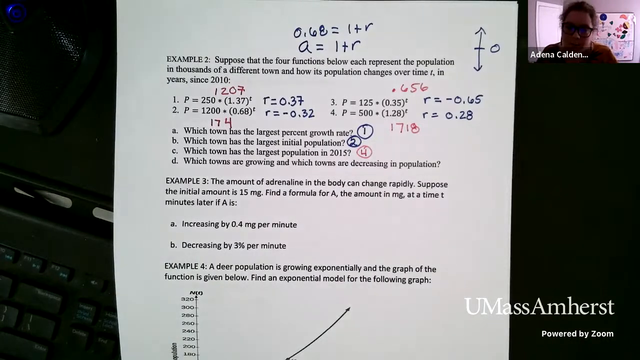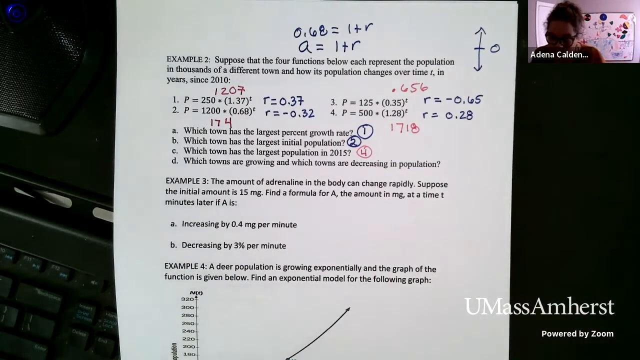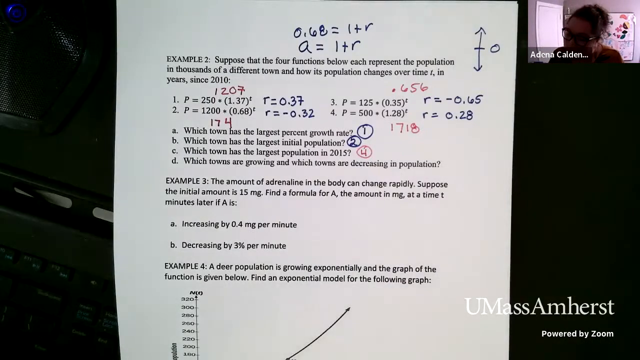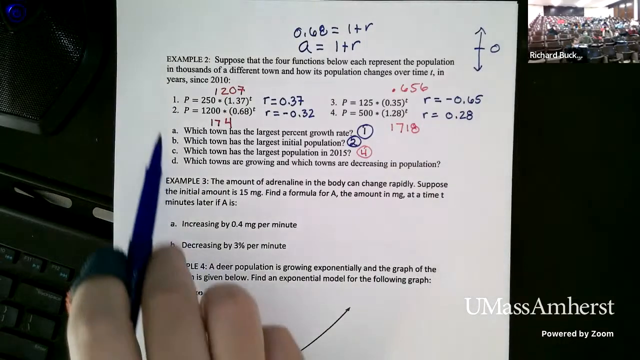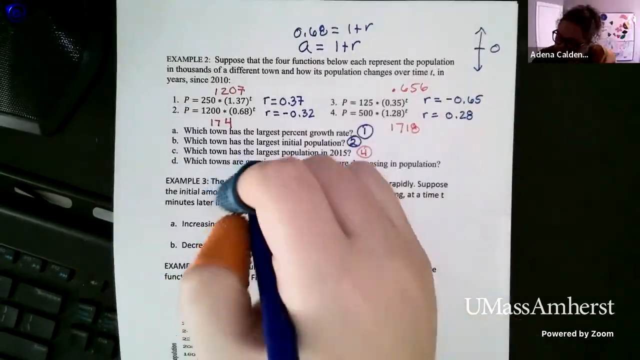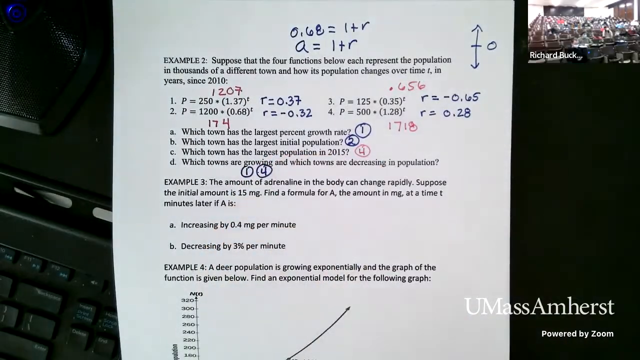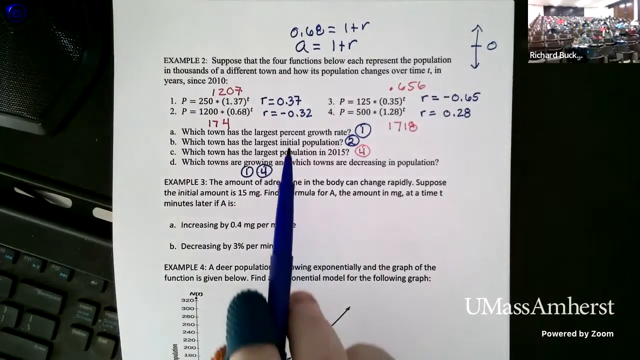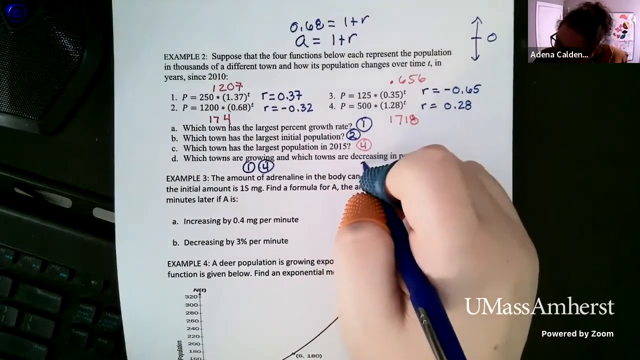Some of them are growing, some of them are decaying. So really the only way to compare is to find the population for each of those. And then for part D, which are growing and which are decaying. So again, we're going to go back to our R values. We're going to be growing when your R is positive or when your A is greater than 1. So that happens in town 1 and town 4. And we're decaying when your R is negative or your A is less than 1. So 2 and 3 are when we are decreasing.